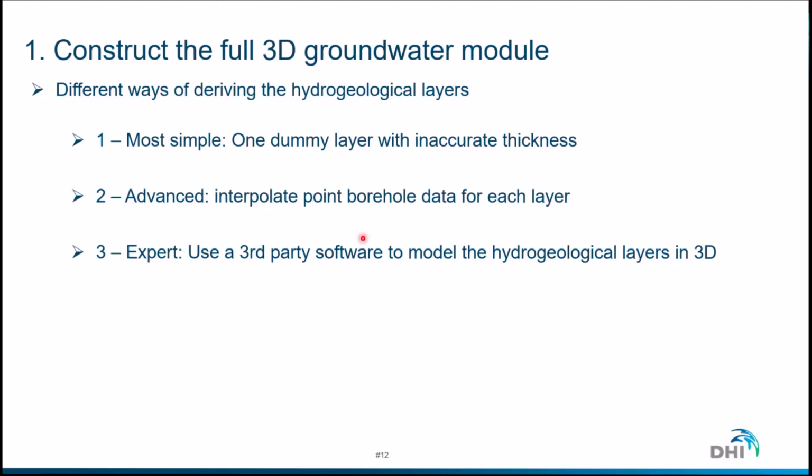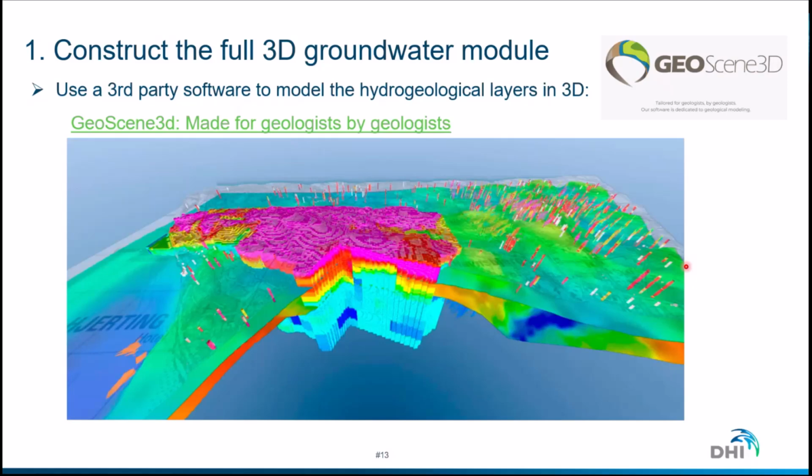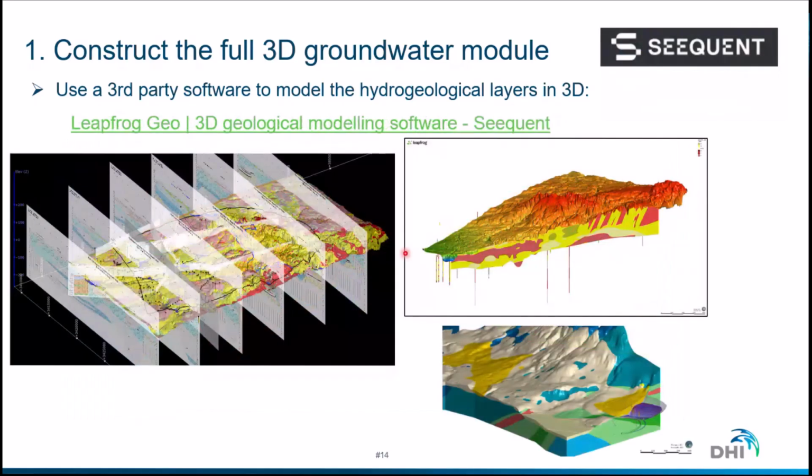If you're doing groundwater models for several years and you're a very good hydrogeologist, then you probably have anyway a third-party software to model the hydrogeological layers in 3D yourself. For example, in Denmark, widely used is the Geocene 3D. There you can really load in your point data as such borehole columns and interpolate the layers in 3D. Exactly the same solution is Leapfrog. It's more used globally, kind of.